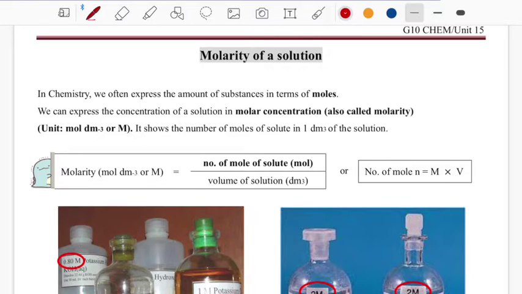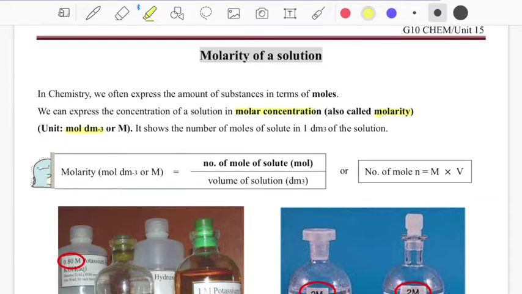Okay, in chemistry we use mole a lot to express the amount of substance that we have. So we can also express our concentration in terms of mole, the amount of substance divided by the volume. For this special type of expression, we also call it the molar concentration or molarity. And the unit for molar concentration or molarity is mole per dm cube. So how many mole of substance in 1 dm cube of solution?